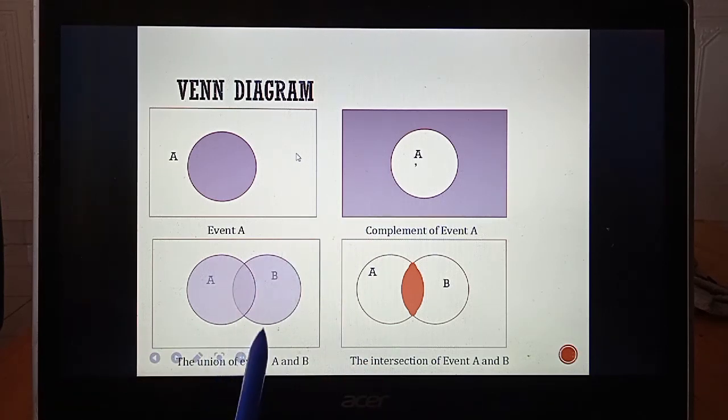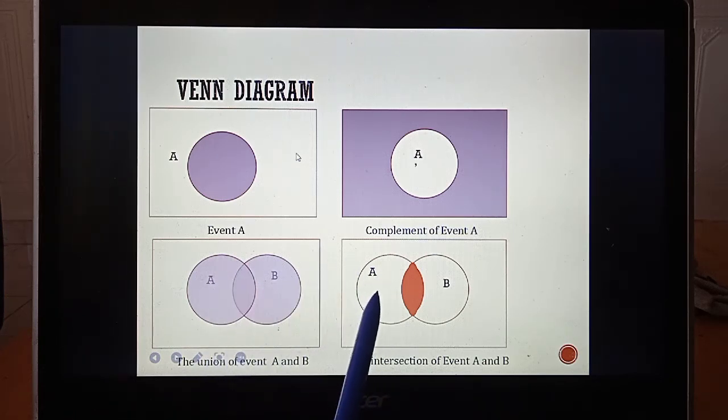Okay, union of event A and B. Dan ini union ni bentuk kita daripada simbol A union B, represent dalam bentuk Venn diagram seperti begini. A and B combine, so kita shadekan. Okay, kita shadekan event A dan juga event B.